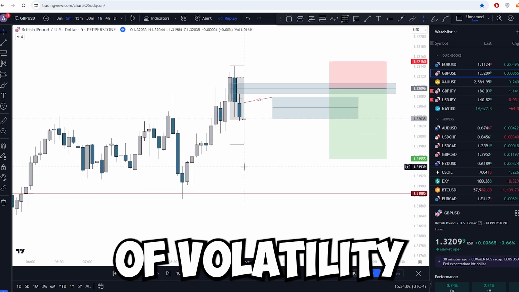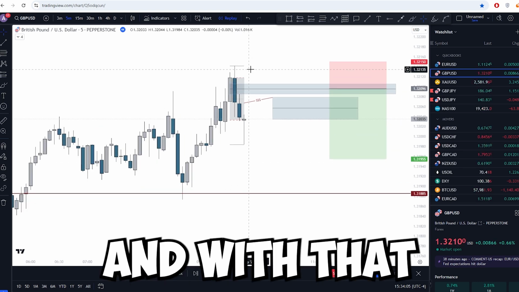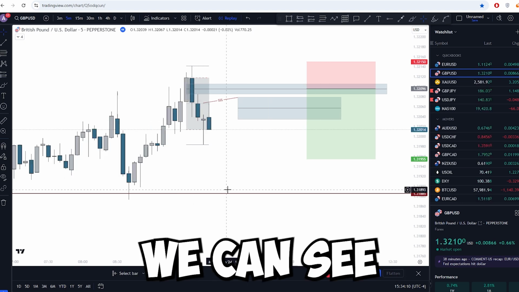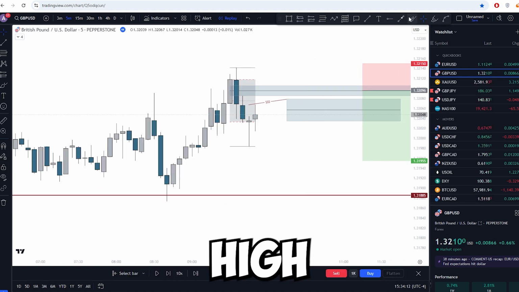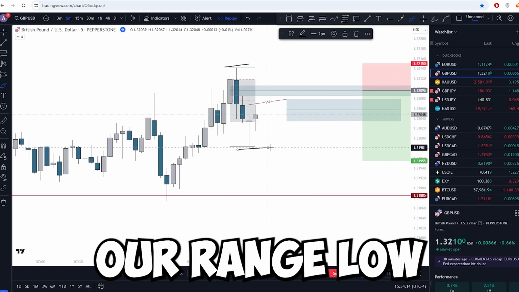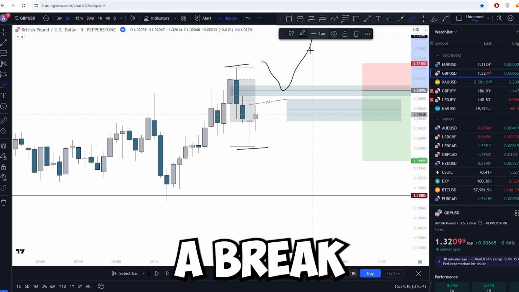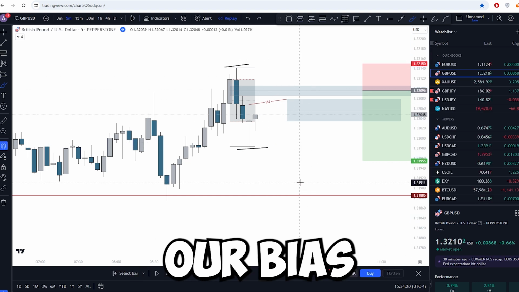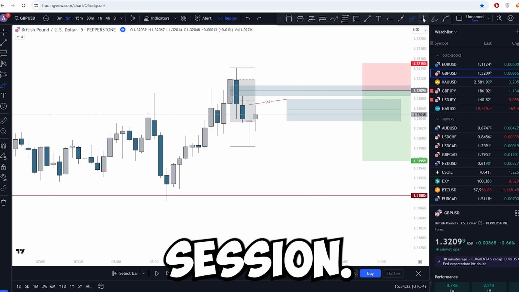A lot of volatility came into the market. And with that volatility comes also opportunity. Now, we can see that the range is here. We've seen our range high being formed. We've seen our range low being formed. So we either want a break to the upside or a break to the downside to confirm our bias for the session.